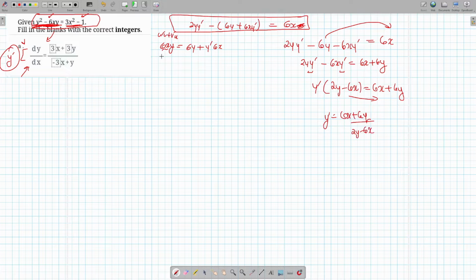Now you're going to look at the answer, you're going to see why is it 3, 3 minus 3. Good question. What they did is they factored out 2 up and down, so it's going to be 2 times 3x plus 3y over 2 times y minus 3x. Cancel, cancel. You're going to get 3x plus 3y over y minus 3x.